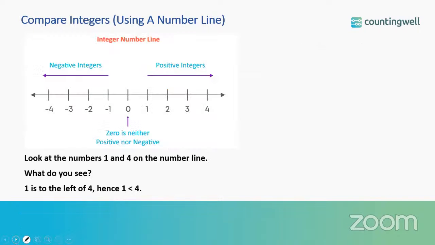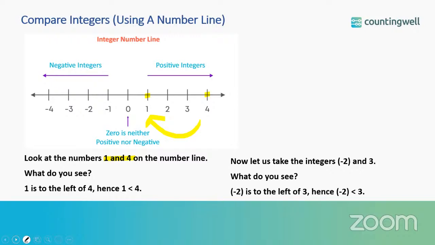Let us see one example. Numbers 1 and 4. If we plot number 1 and 4, what do we see? 1 is to the left side of 4. So we have 1 is less than 4. Now take the integers minus 2 and 3. Minus 2 is a negative integer, 3 is a positive integer. Minus 2 is to the left of 3. So minus 2 will be less than 3.